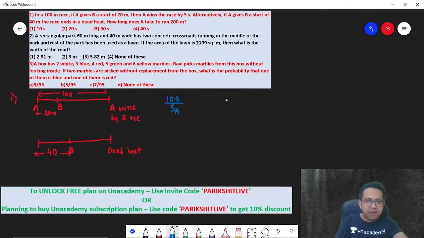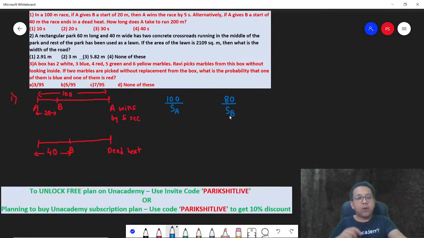What is the time taken by B? Distance covered by B. Remember, B is 20 meters ahead initially. So B doesn't have to run the entire 100 meters. B only needs to run 100 minus 20, 80 meters. And let's call the speed of B SB. Correct? What happens? A wins by 5 seconds.